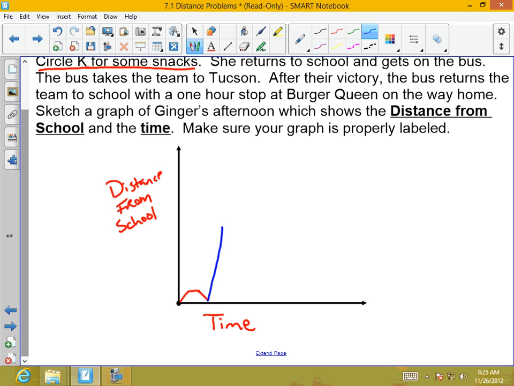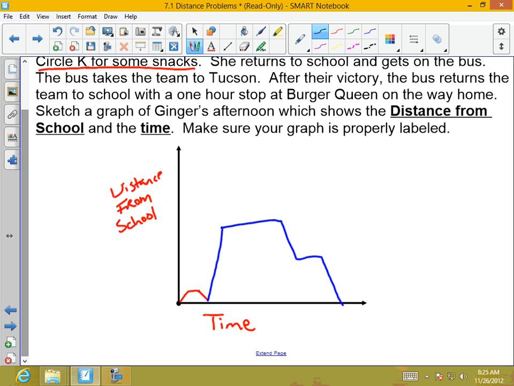When she gets to Tucson, does she spend time in Tucson? She spends time playing a softball game, doesn't she? Yep. She spends some time playing her softball game, okay? After the softball game, where does she go? Back to school. Is there any stops? Where does she stop at? Burger Queen. And then after Burger Queen, back to school. There's your graph.